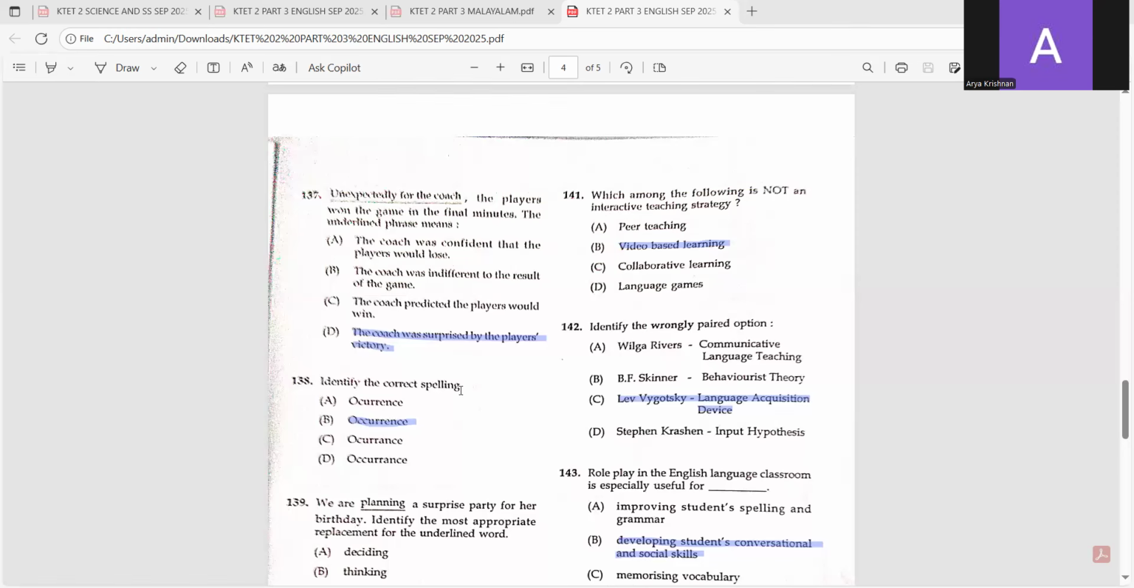Question number 141. Which among the following is not an interactive teaching strategy? Peer teaching, video-based learning, collaborative learning, language games. Answer is option B, video-based learning.